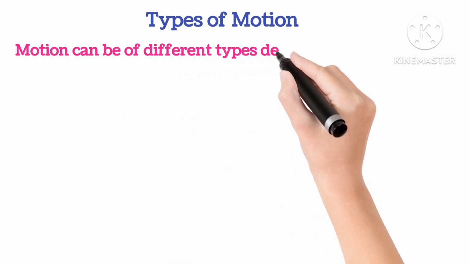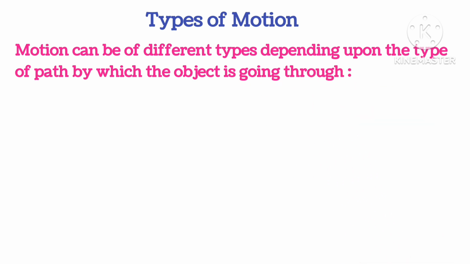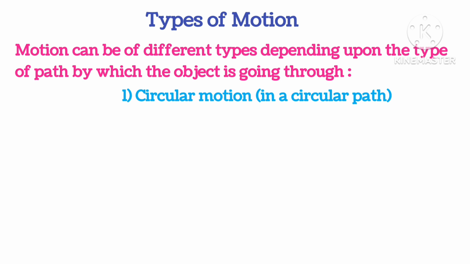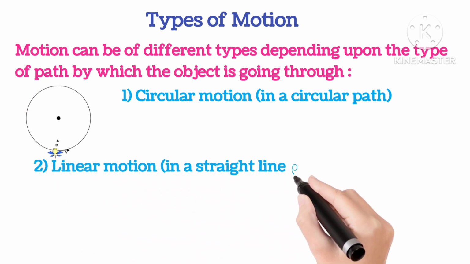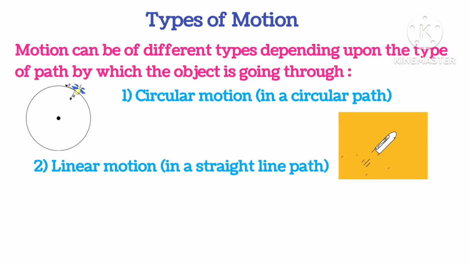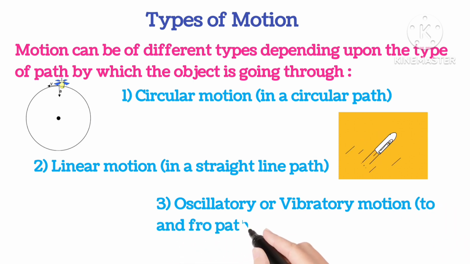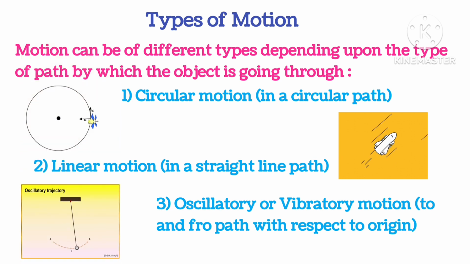Types of motion. Motion can be of different types depending upon the type of path the object is going through. First is circular motion, in a circular path, as shown here in the picture. Second is linear motion, in a straight line path, as shown. And the third one is oscillatory or vibratory motion, that is a to and fro path with respect to the origin, just like a pendulum.